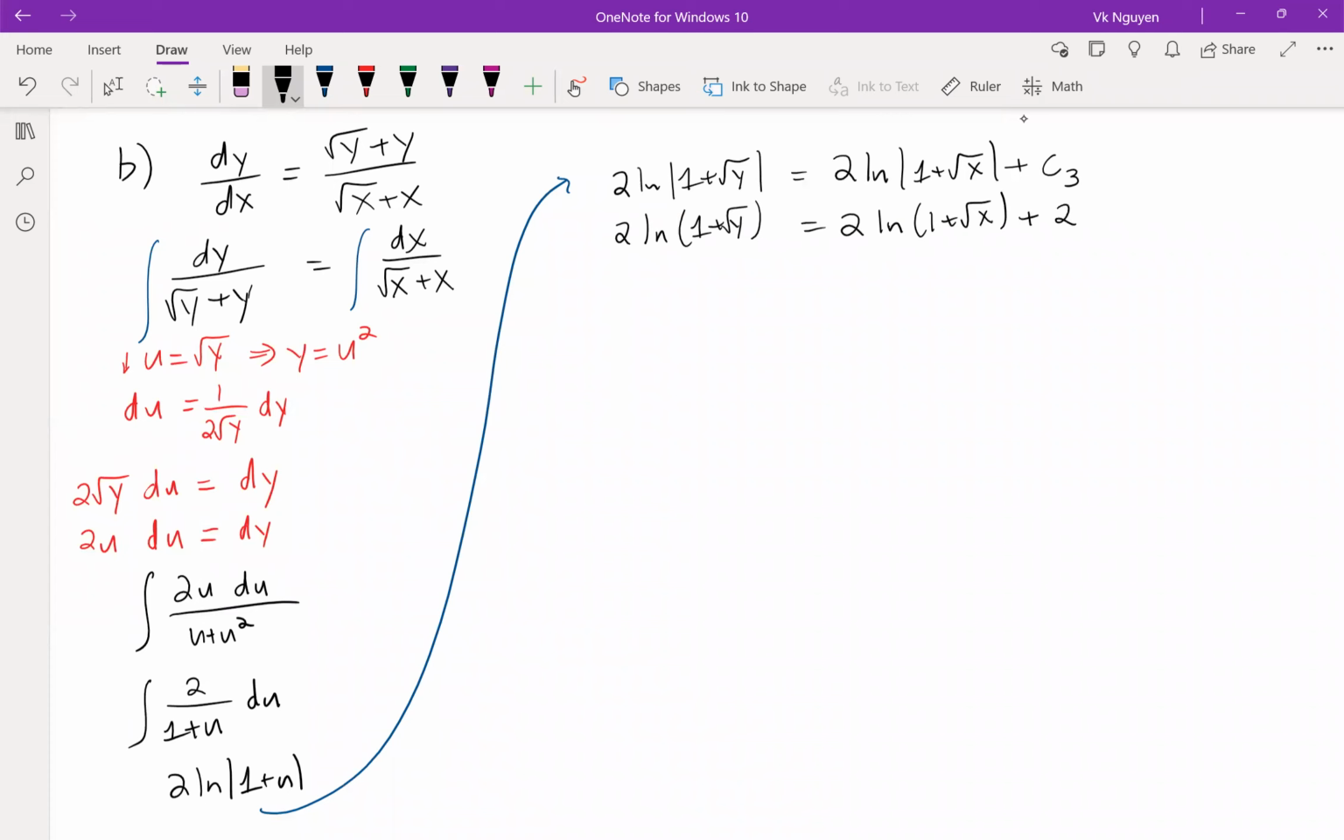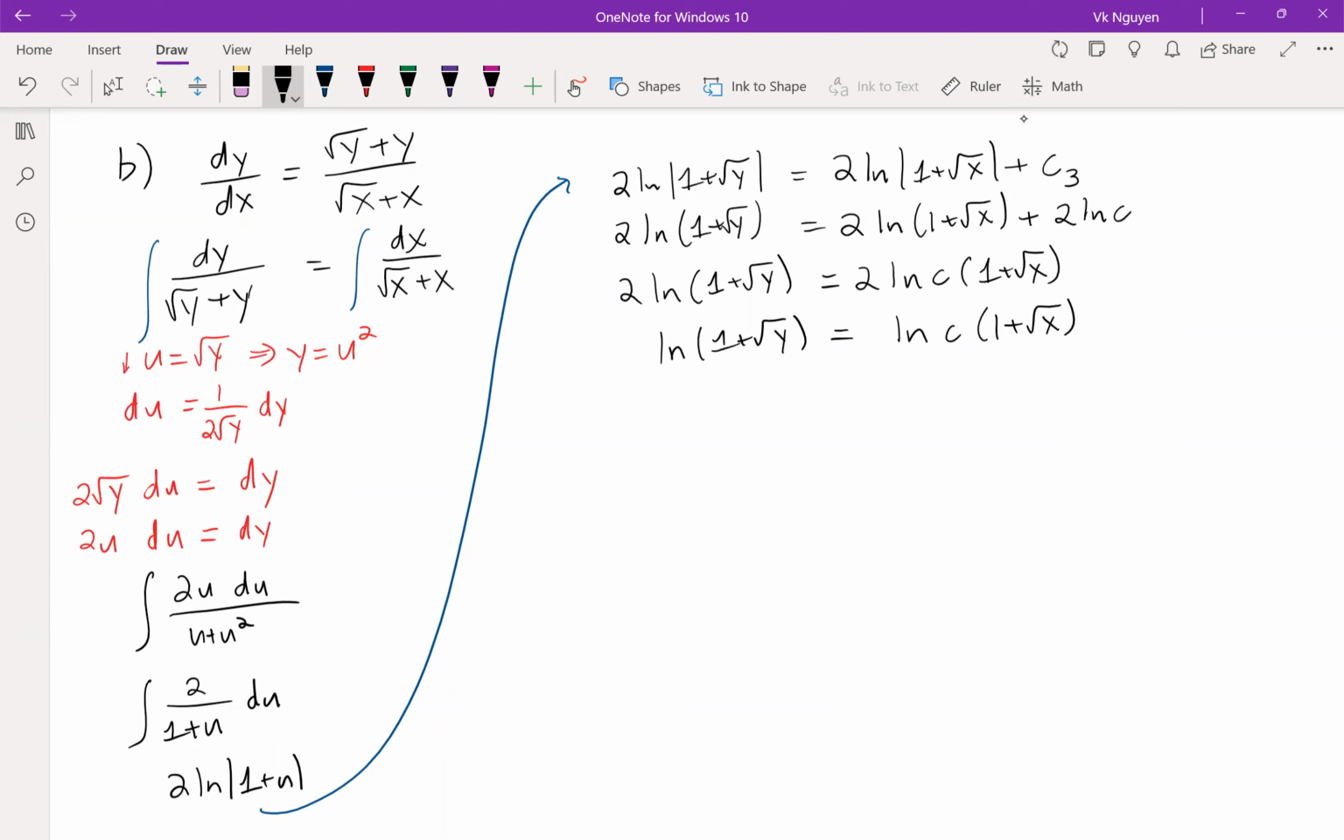I can write that as 2 ln of c. So 2 ln 1 plus root y equals 2, and then the sum of the 2 ln is the product law, ln of c times 1 plus root x. Okay, divide both sides by 2, so we have ln 1 plus root y is ln of c times 1 plus root x.